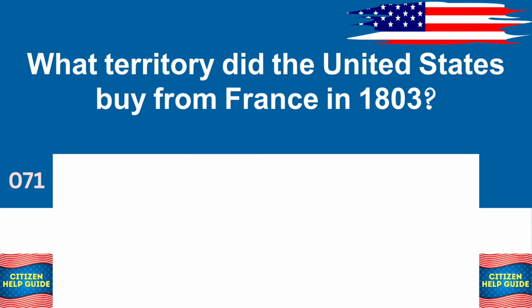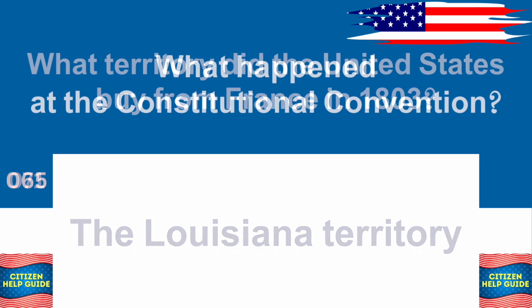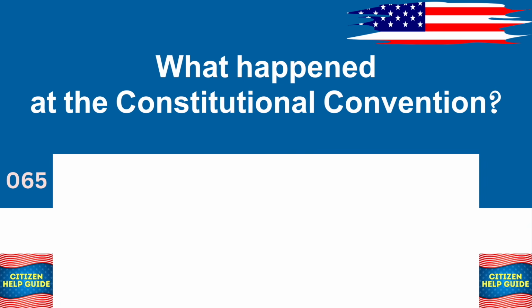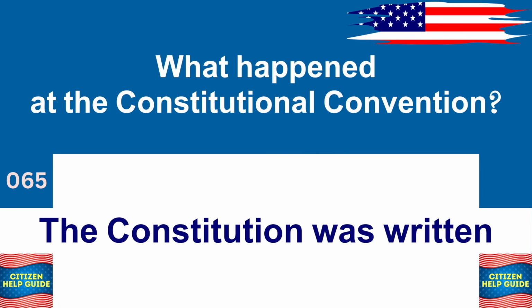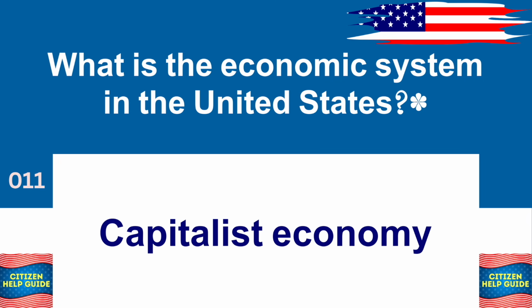What territory did the United States buy from France in 1803? The Louisiana Territory. What happened at the Constitutional Convention? The Constitution was written. What is the economic system in the United States? Market economy.